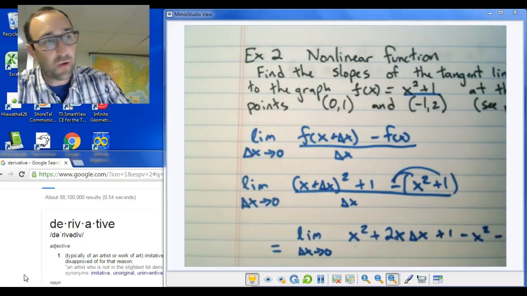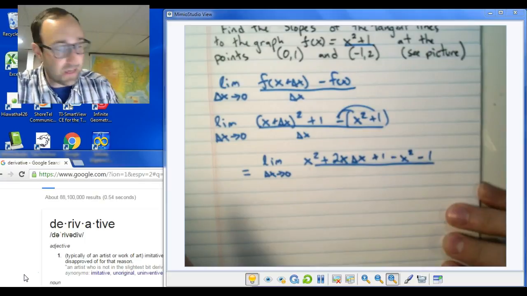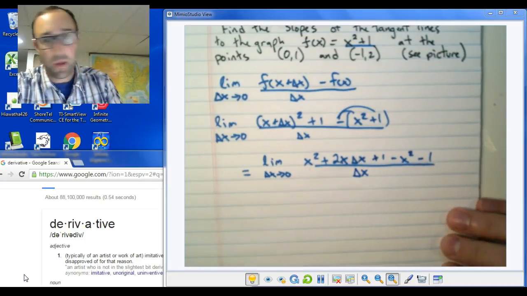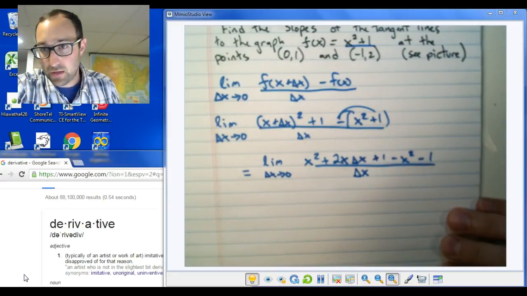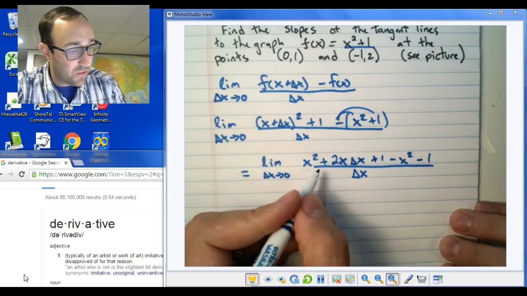All over delta x. Oh, and you probably can't see that too well. It does seem like this is a little laggy today, so it's not keeping up with exactly what I'm writing. Let's get this to be nice, and there we go. Okay, now what we can do is see if we can simplify anything.